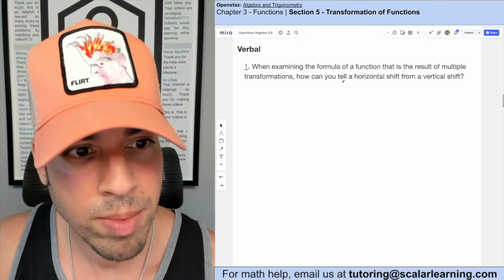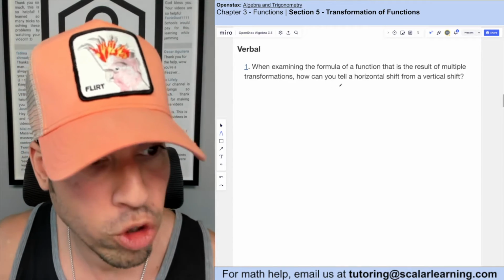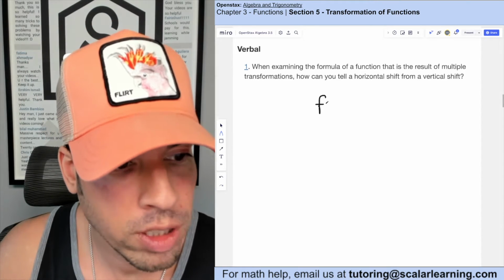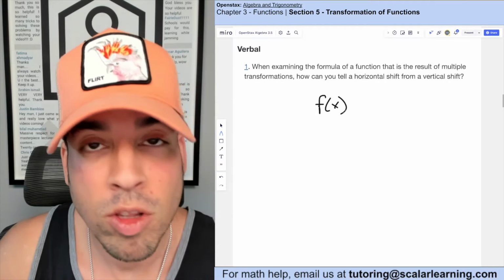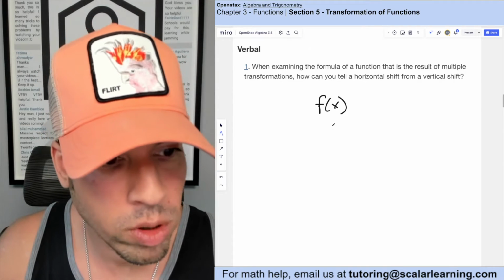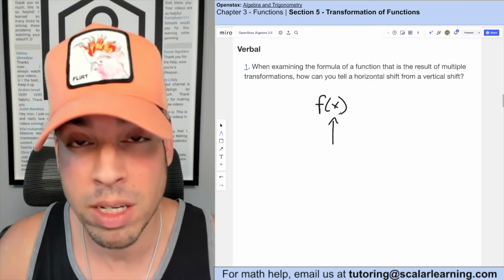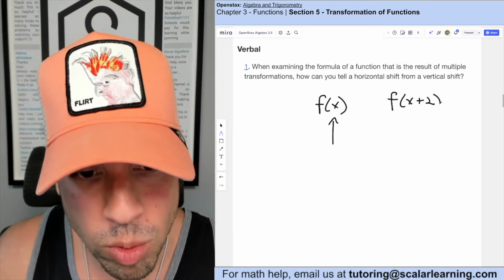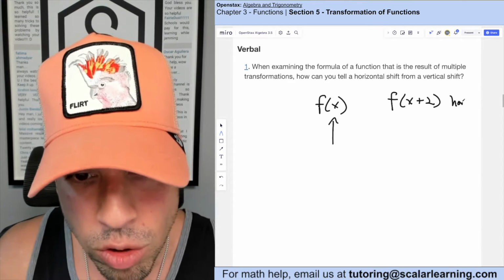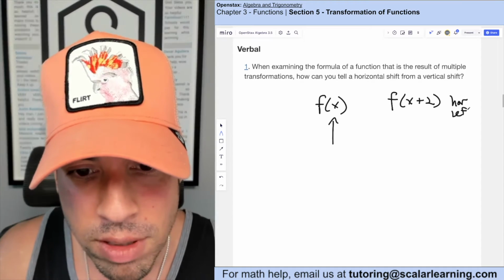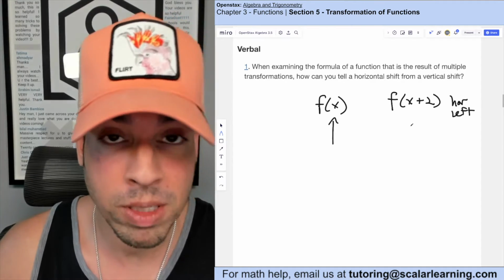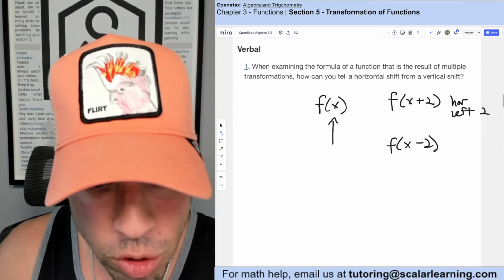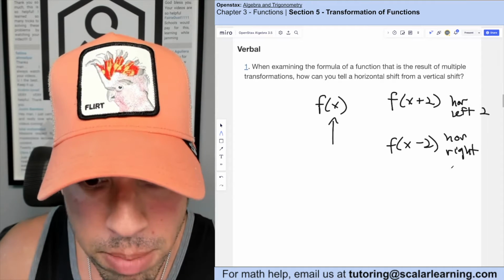Let's do it. When examining the formula of a function that is the result of multiple transformations, how can you tell a horizontal shift from a vertical shift? So if I have a function, let's say f of x, if I'm looking for a horizontal shift, it's going to be applied directly to the input, either in addition or subtraction. For example, if I have x plus 2, this is a horizontal shift left. I know it says plus, so you might think right, but it's actually the opposite for the horizontals. Horizontal left by 2. If I see f of x minus 2, that's horizontal right by 2.